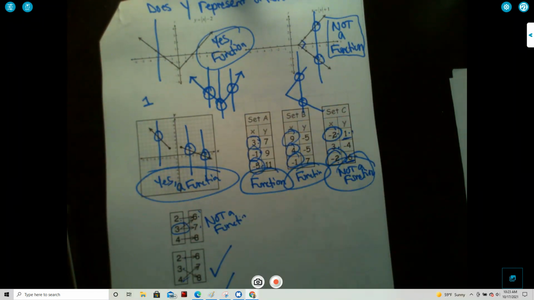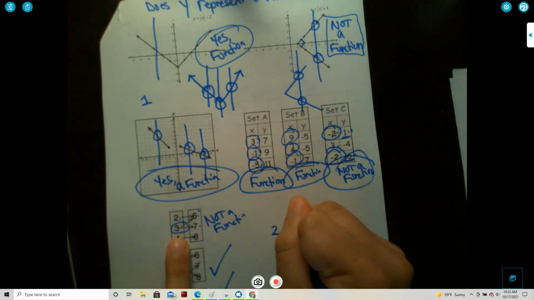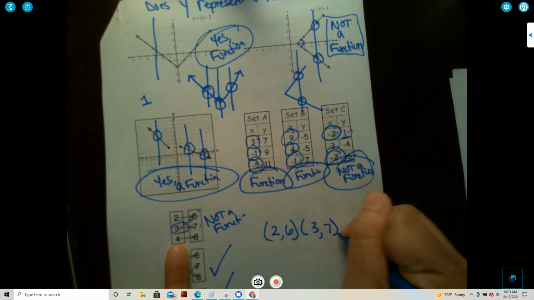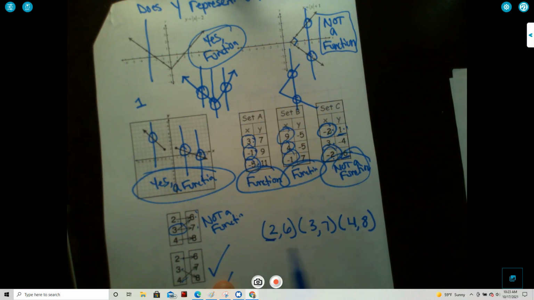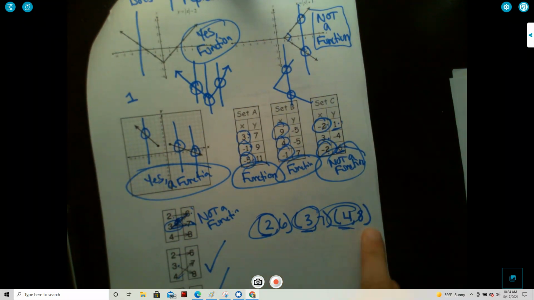I also want to go over coordinate points. If these were coordinate points, like 2, 6, just in a different form, 3, 7, and 4, 8. Same thing. You're just looking at the left number. We have 2, 3, and 4. Those are completely different numbers. Well, don't pay attention to this because that's technically 3, 6, 3, 7, so not entirely the best example. But if I was just given these coordinate points, then it would be a function.